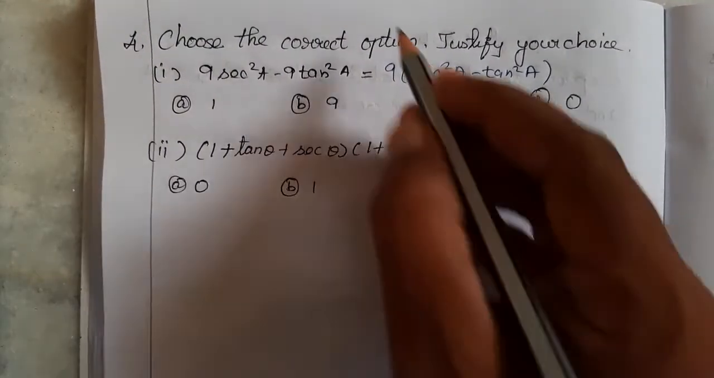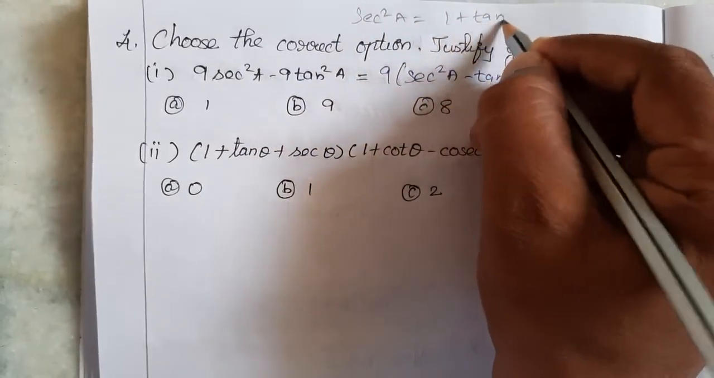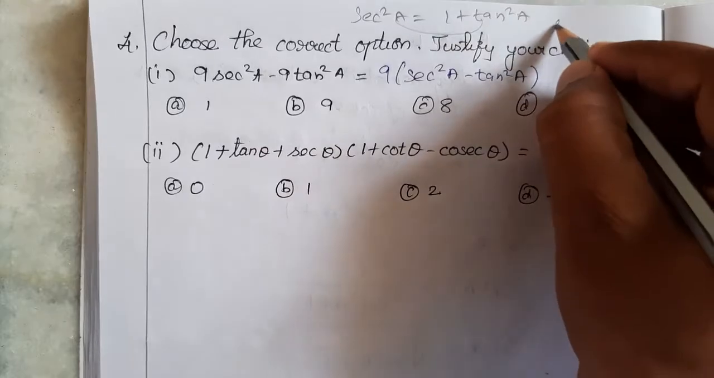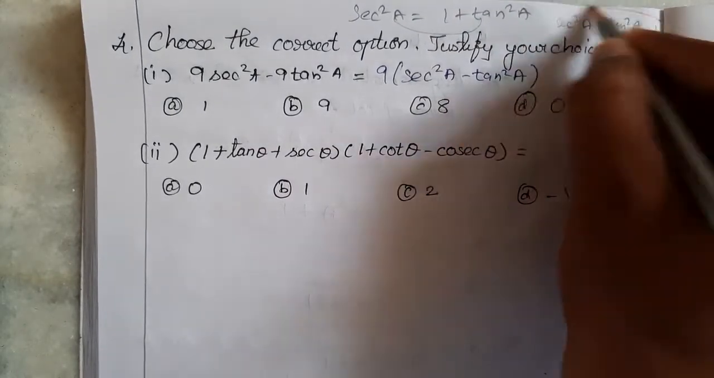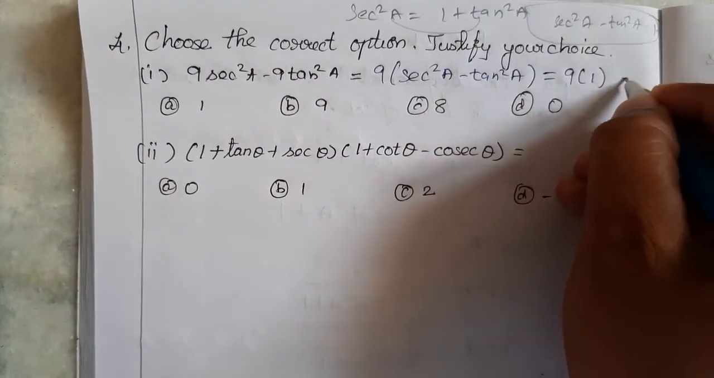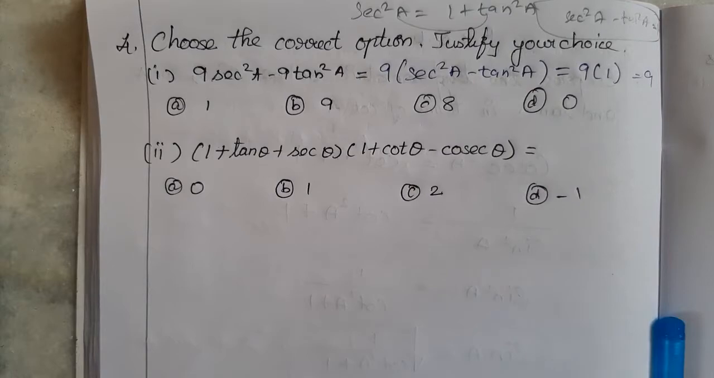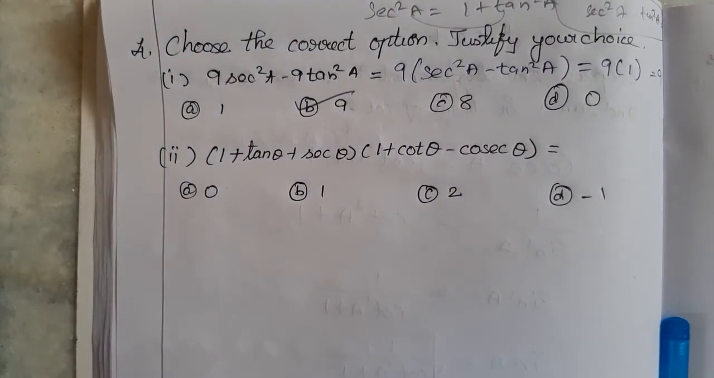We already know that sec square A is equal to 1 plus tan square A. If you bring this to this side, it will become sec square A minus tan square A is equal to 1, right? So we are using this identity. We can say that 9 into 1, which is equal to 9. So our option will be 9. So like that we can simplify and we can get the value.